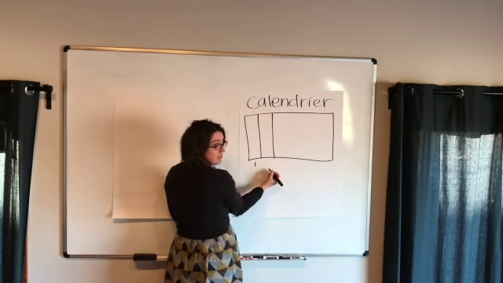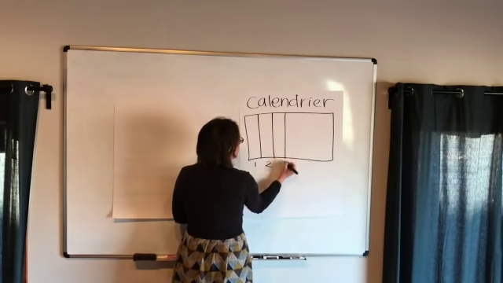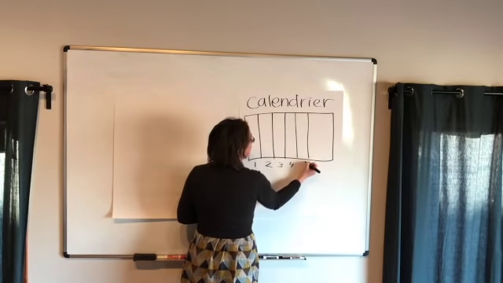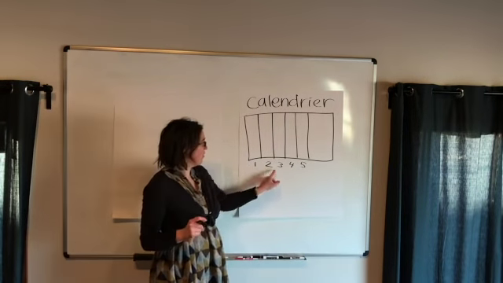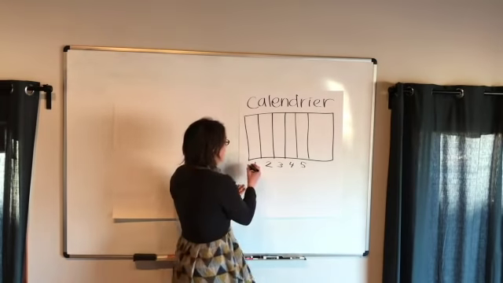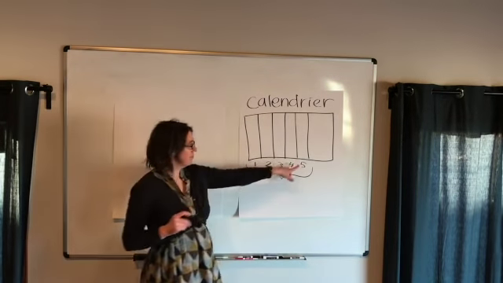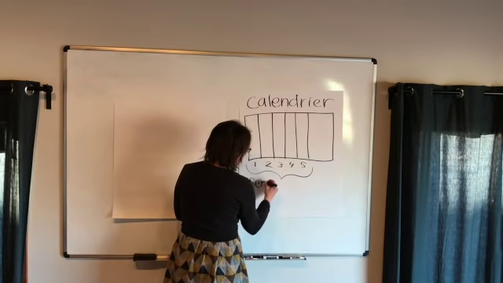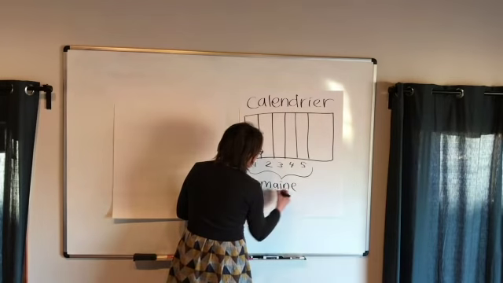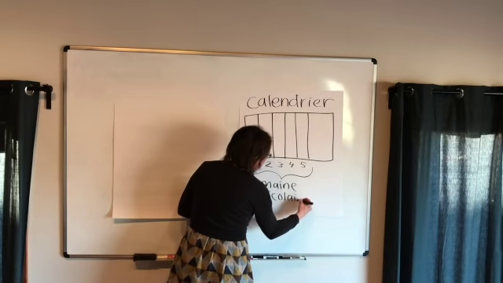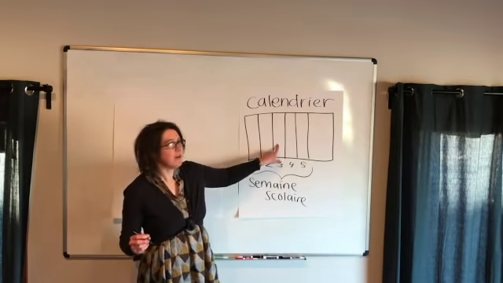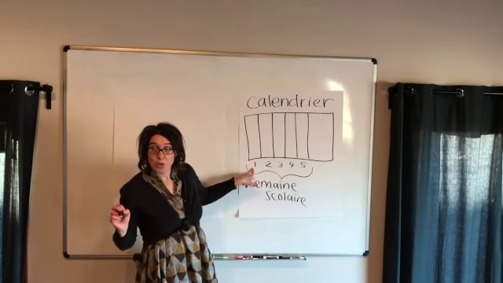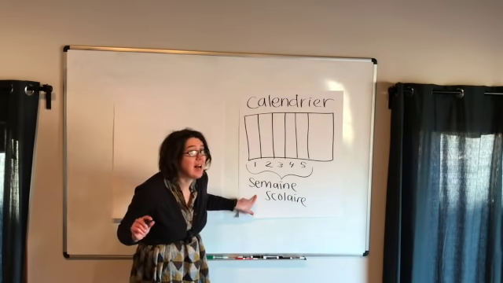1, 2, 3, 4, 5. Ça, c'est la semaine scolaire. Lundi, mardi, mercredi, jeudi et vendredi. 5 jours. La semaine scolaire. Hey classe.